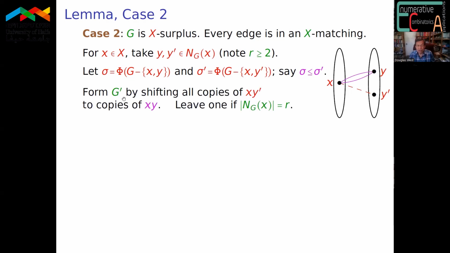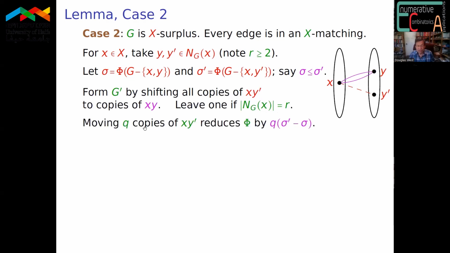And what we're going to do is get our new graph G prime by shifting all the copies of XY prime to become copies of XY. Now, if X already has only exactly R neighbors, then I'll need to leave one copy here.